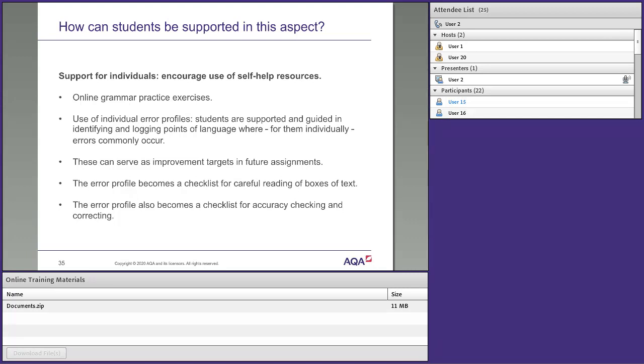Is there an infinitive there, or something like an zu or ohne zu, where I know I always miss the zu out. So they almost, if you like, annotate the boxes of text before they start, using the errors that they commonly or regularly make. And then at the end of it, they can use this error profile as a checklist for checking their accuracy and correcting as necessary.